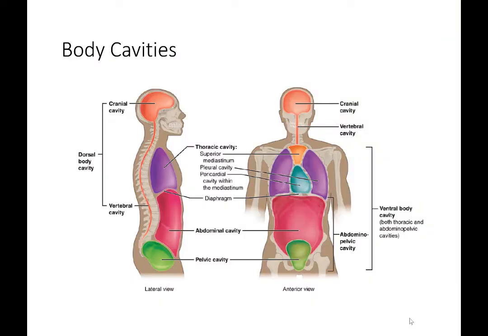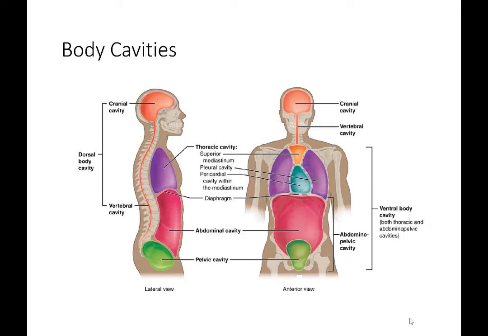In this image, we can see the dorsal cavity is depicted in the brighter orange, where we can see cranial for the brain and vertebral for the spinal cord. Both of those are the only two things in the dorsal cavity. It is the ventral body cavity that gets a little more complicated.